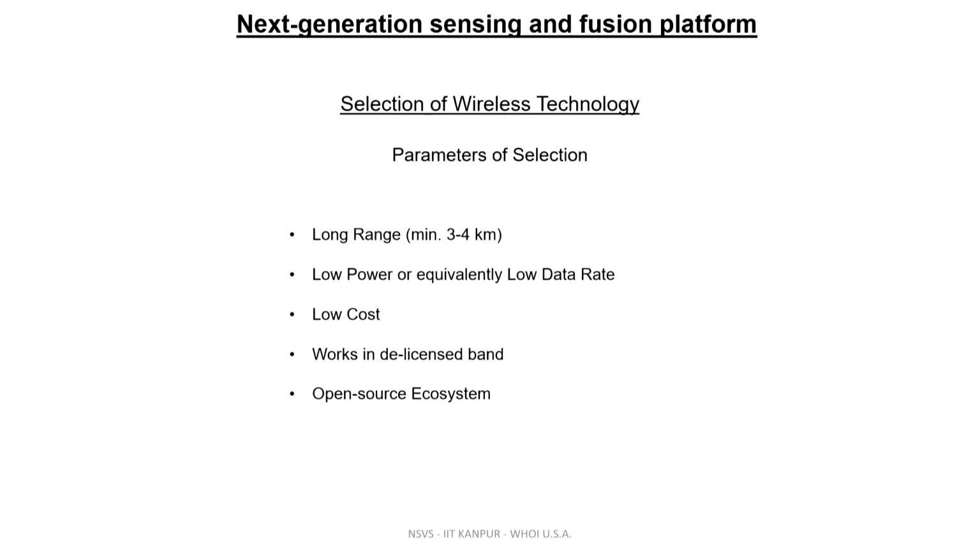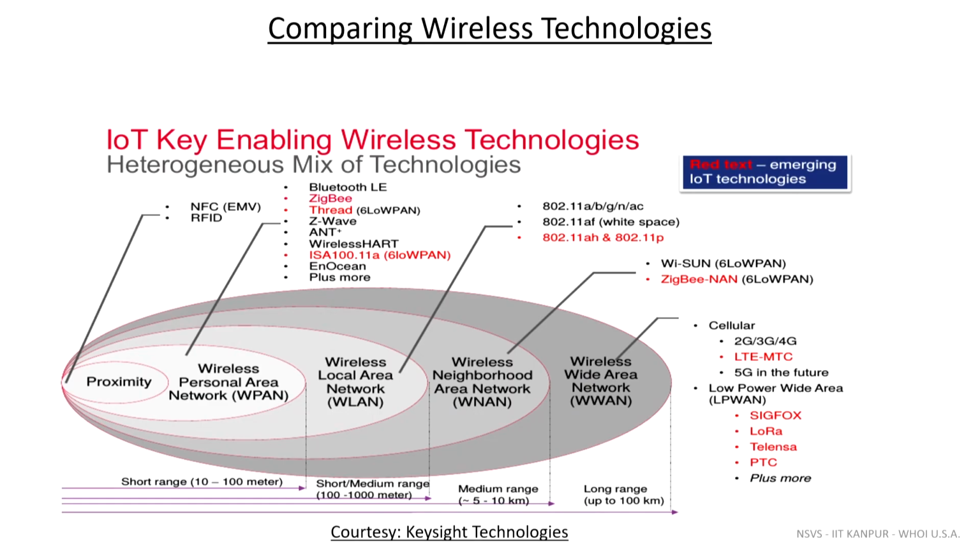Now, one important thing is the selection of the wireless technology, because it has to be of long range, because from the place where the robot is kept till this shoreline, it must be able to send the signal, and it should be low power, low cost, works in a delicensed environment, so that it would be cheaper, and an open source based ecosystem should be there.